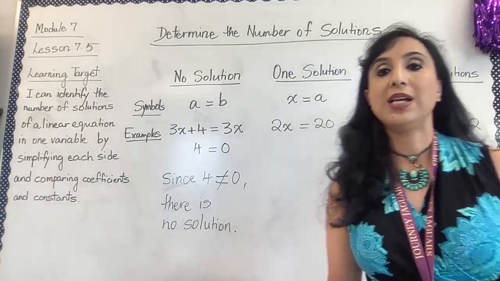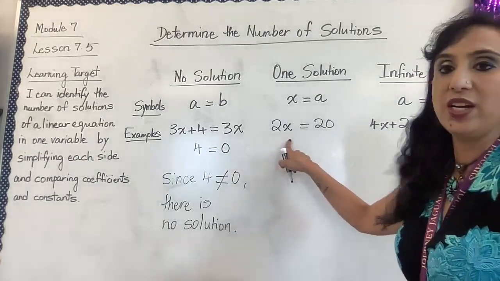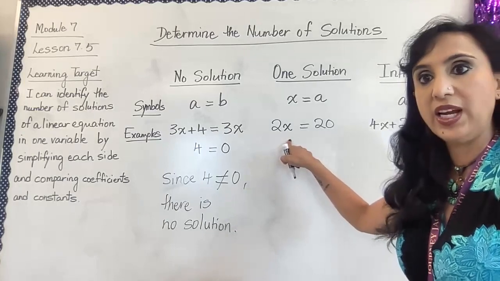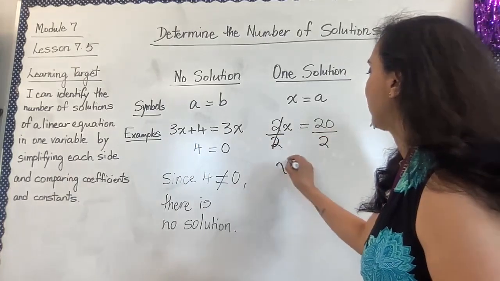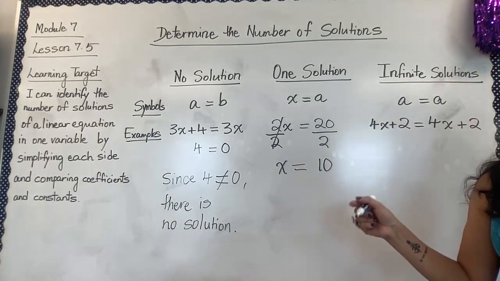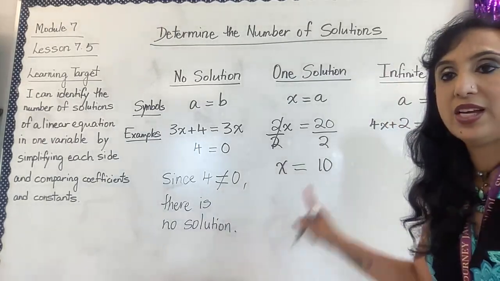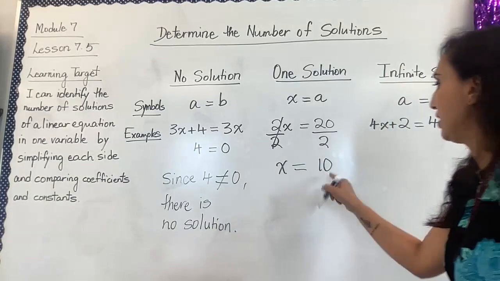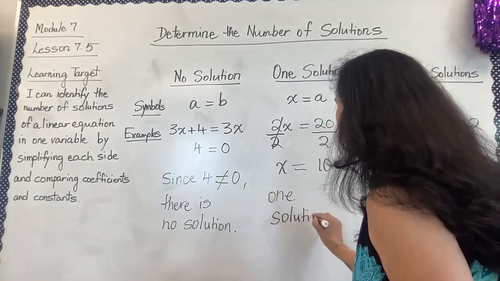All right, now let's look at the next one where we have one solution. If I was solving this, I would use the opposite of multiplication, which is division. Division property of equality: I would divide both sides by 2 and I would get x, and 20 divided by 2, I would get 10. All right, so x is equal to 10. Since x is equal to 10, there is one solution to this equation.